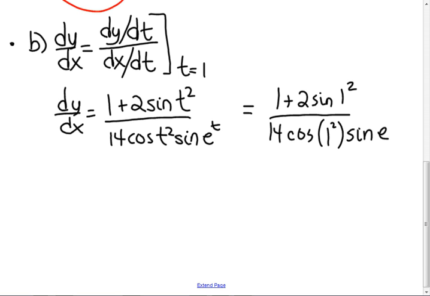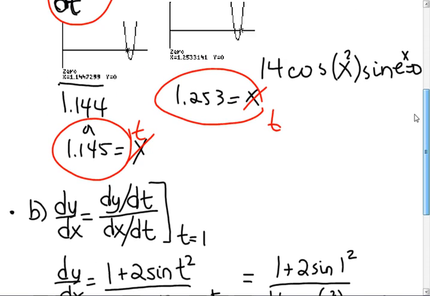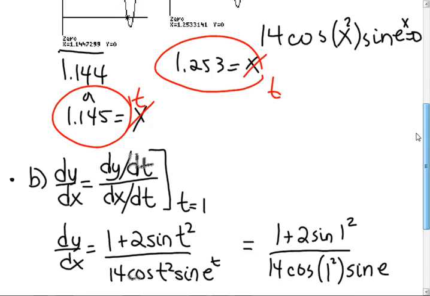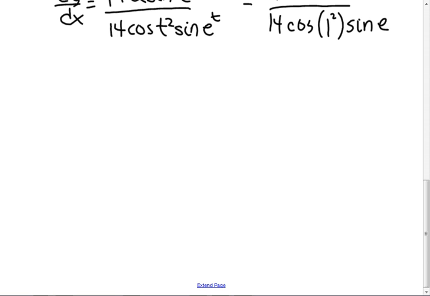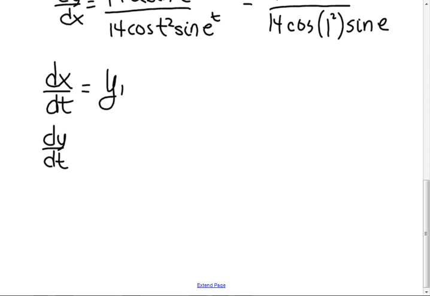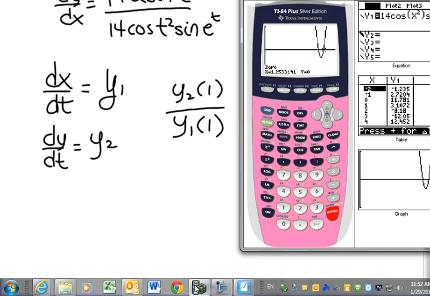On my calculator, what did I have? dx/dt was my y1, and then I would put dy/dt into y2. And then I would use the calculator to do y2 of 1 divided by y1 of 1 if I wanted a decimal answer. Do you want me to do that? I have no idea. So let's put the other one in.